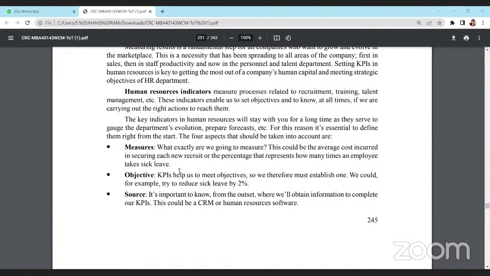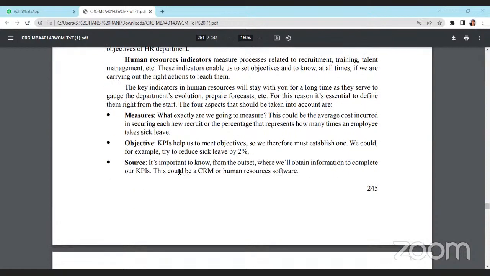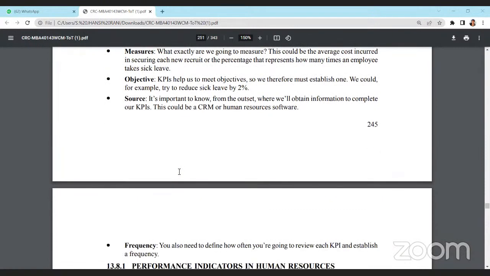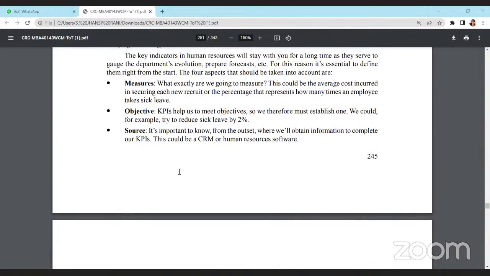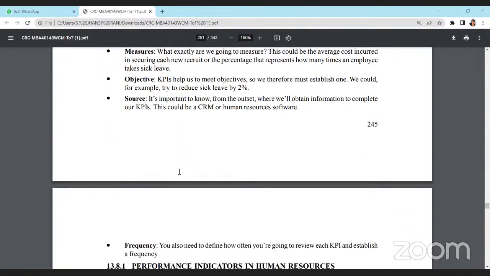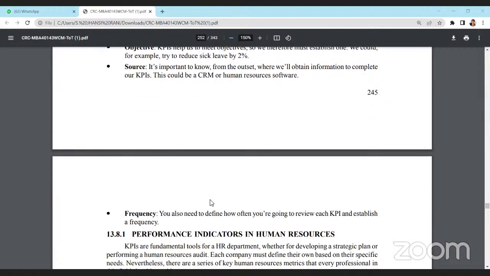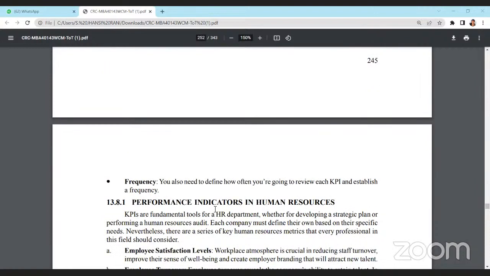For this, four aspects have been taken into consideration in how human resource indicators are evaluated. The first is measure, objective, source, and frequency. Measure means how we are going to exactly measure them, for example the average cost incurred in taking on new recruitment. The objective is, for example, to try to reduce leaves or sick leave by 2%. Source: it is important to know from the outset where we will obtain information to complete our KPIs, and this could be our CRM or human resource software. Next is frequency. You also need to define how often you are going to review each KPI and establish a frequency.